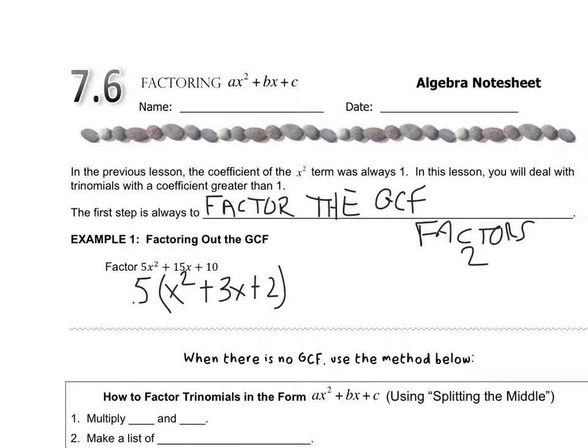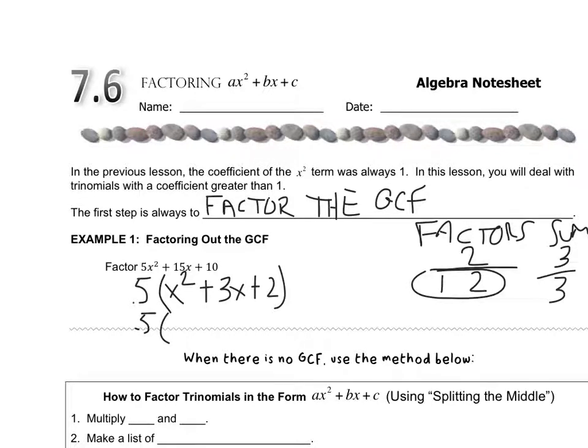Now, because it's a positive 2, that means that the factors are either both positive or both negative. But because the b value is positive, they have to be the positive 1 and the positive 2. And again, we need the sum to be the b value in the middle, which is the 3, and 1 plus 2 is 3, so that confirms that is the factor pair that I want. Okay, so then we would keep the 5 out in front.